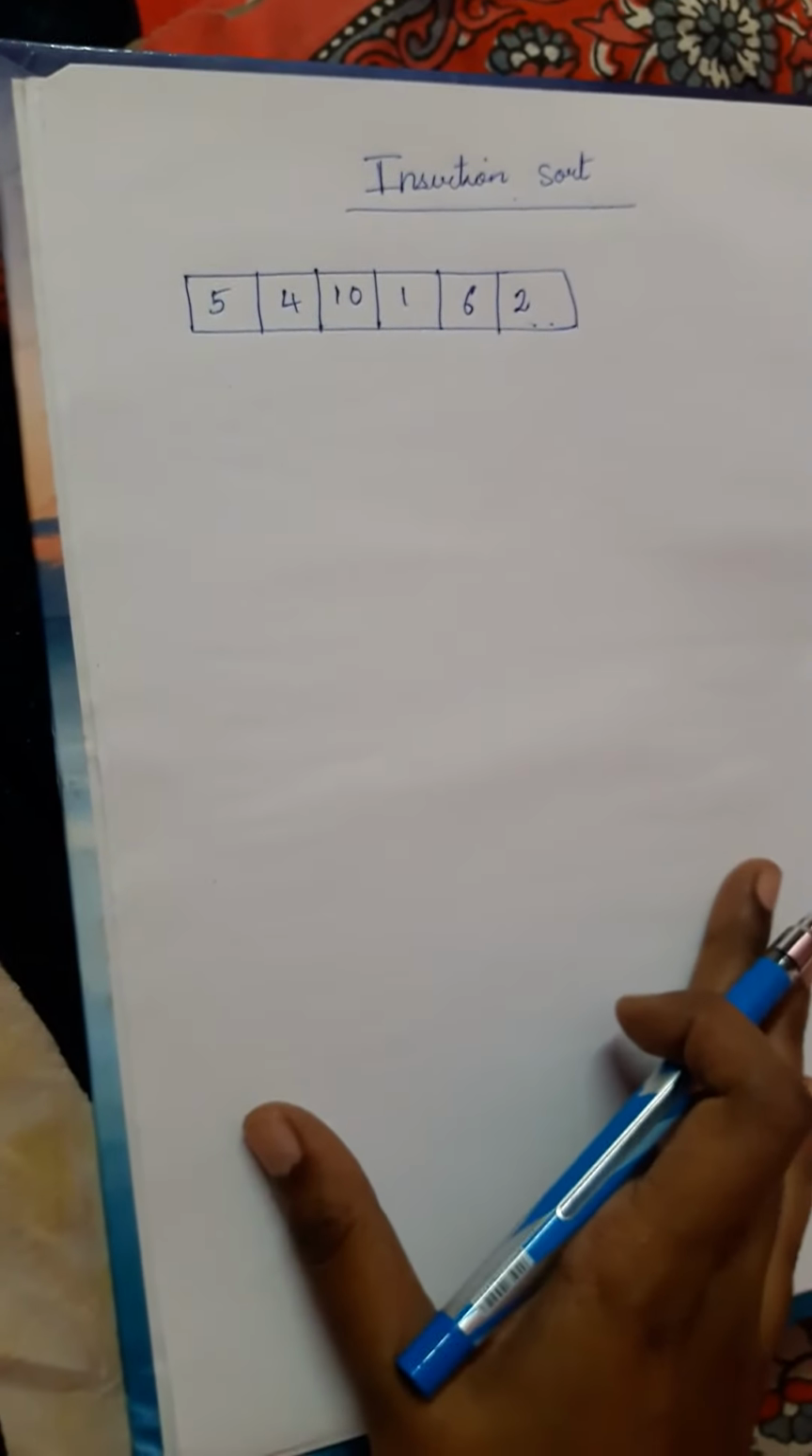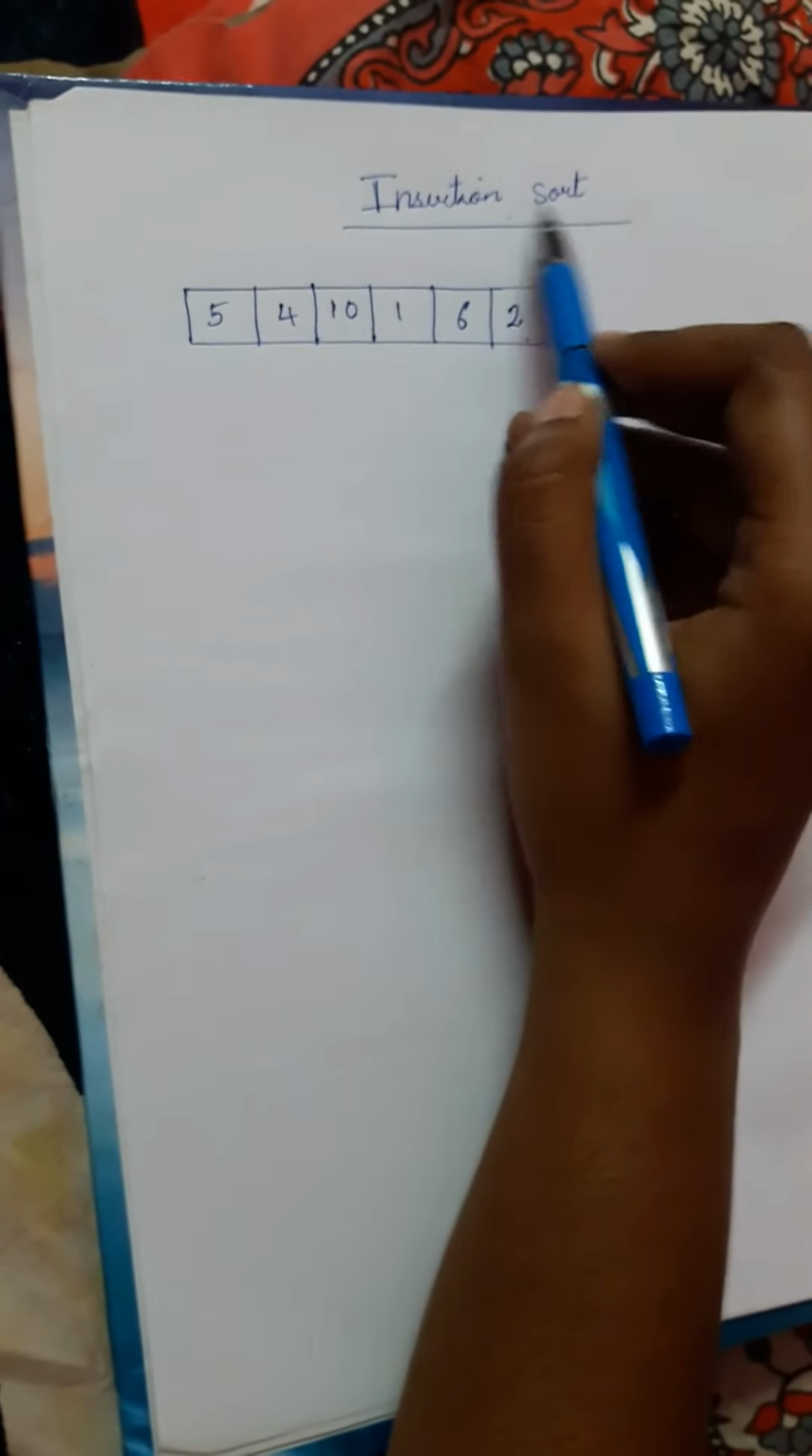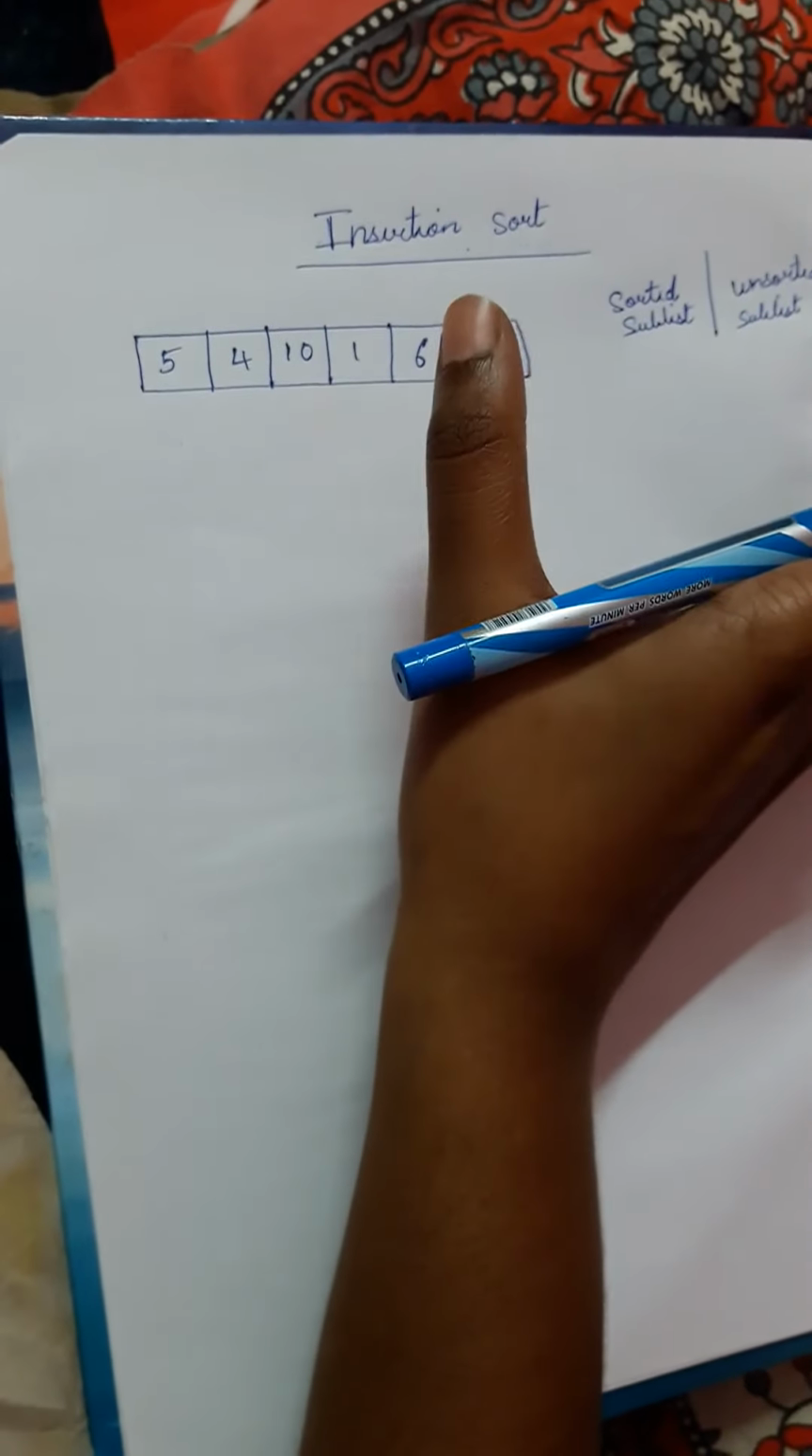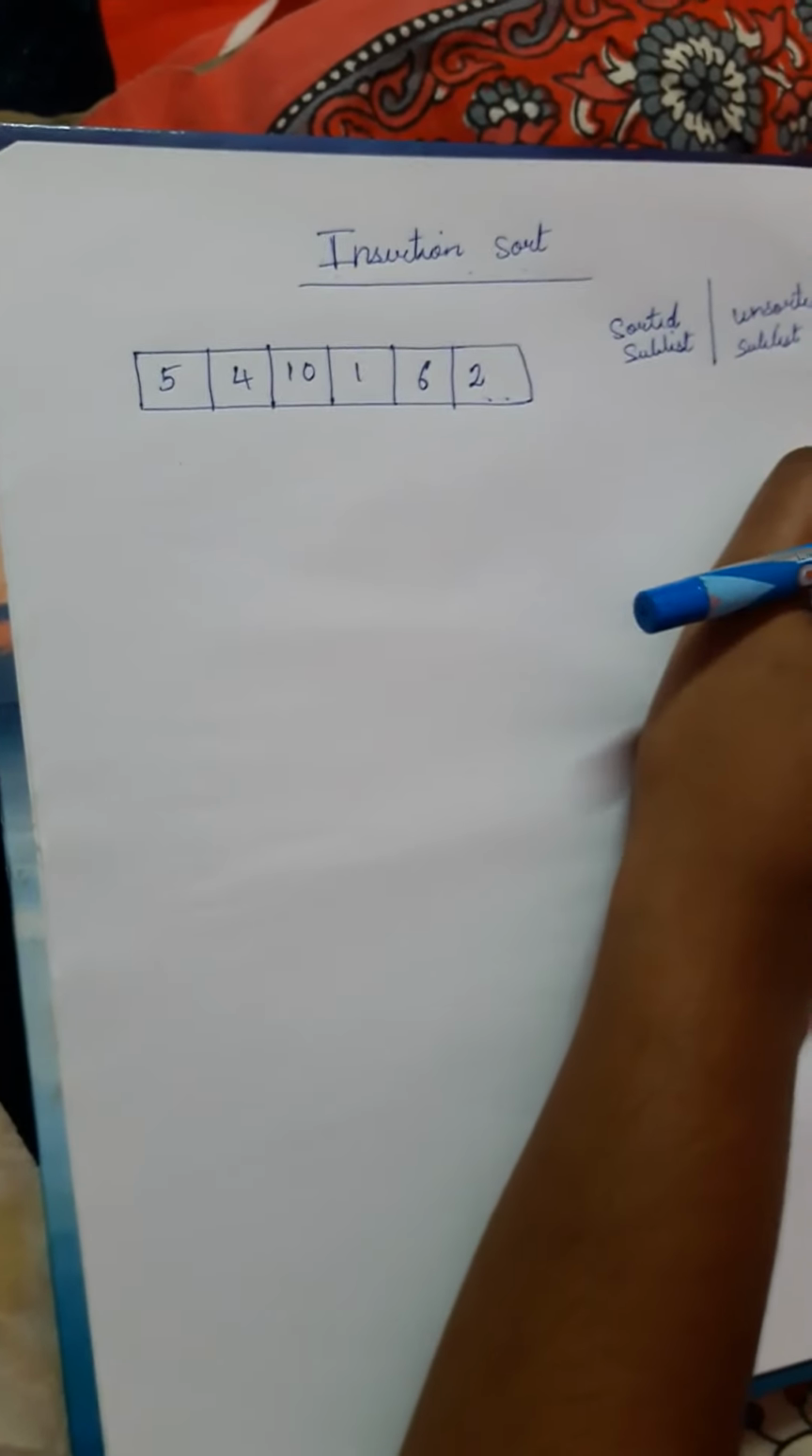First, in insertion sort, I will give the definition after completing the example. So what is insertion sort? Here what we are going to do is take this array and split it into two lists, a sorted sublist and an unsorted sublist. So we are going to split these values into one sorted sublist and one unsorted sublist.